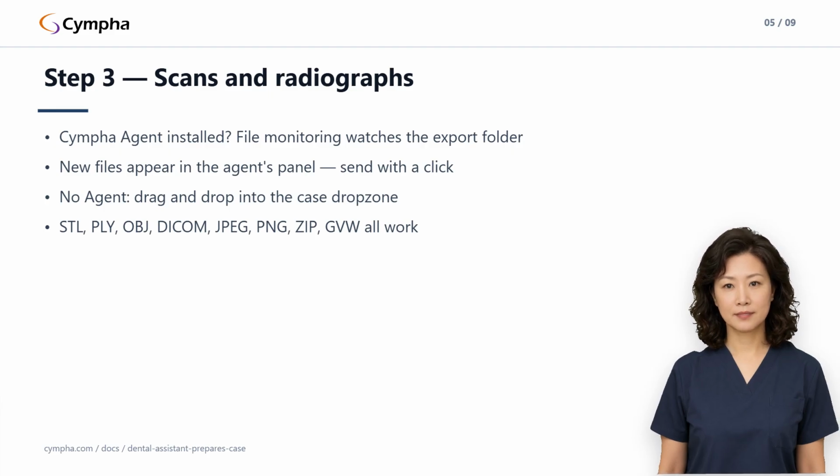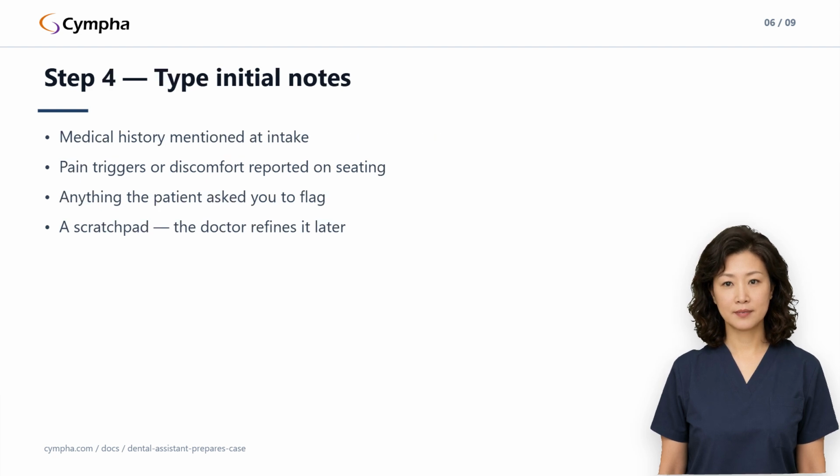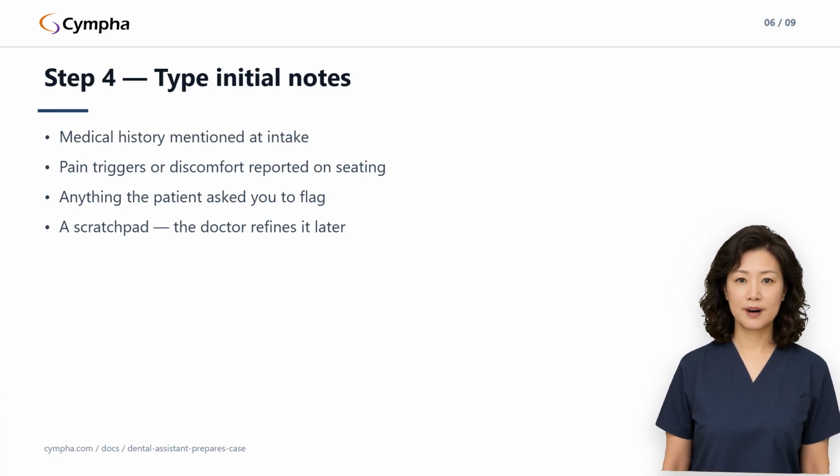Step 4. Notes. Add what you learned while getting the patient settled. The medical history they mentioned at intake, medications, allergies, smoking, recent dental work elsewhere, any pain triggers or discomfort they reported when they sat down, and anything the patient explicitly asked you to flag for the doctor. Those "they'd never say it to the doctor" comments are often the most useful thing in the chart.